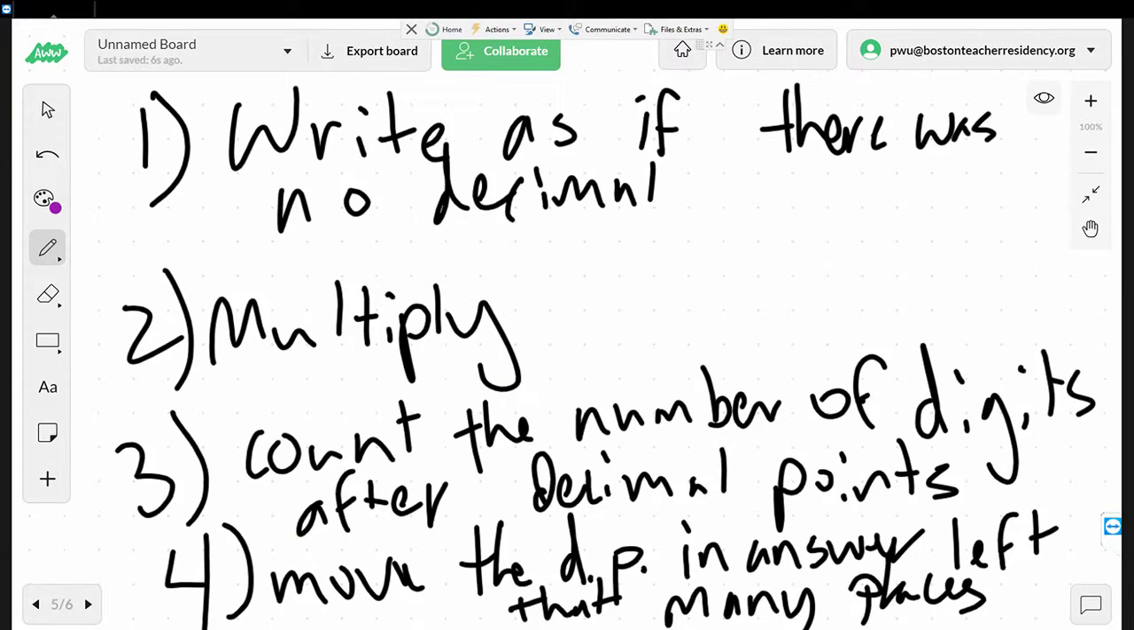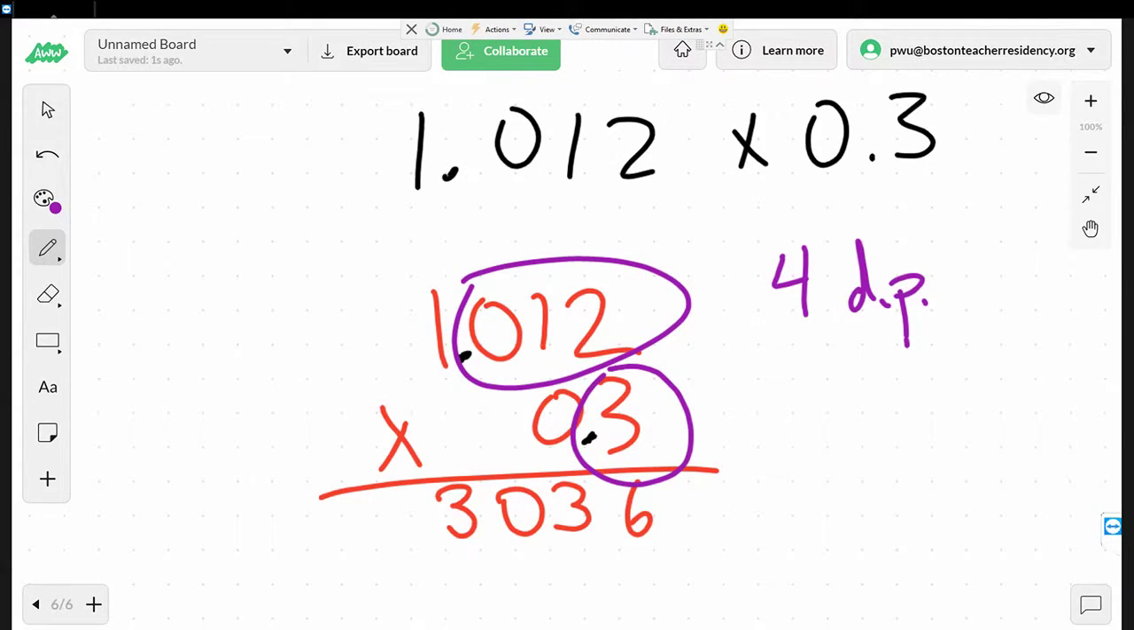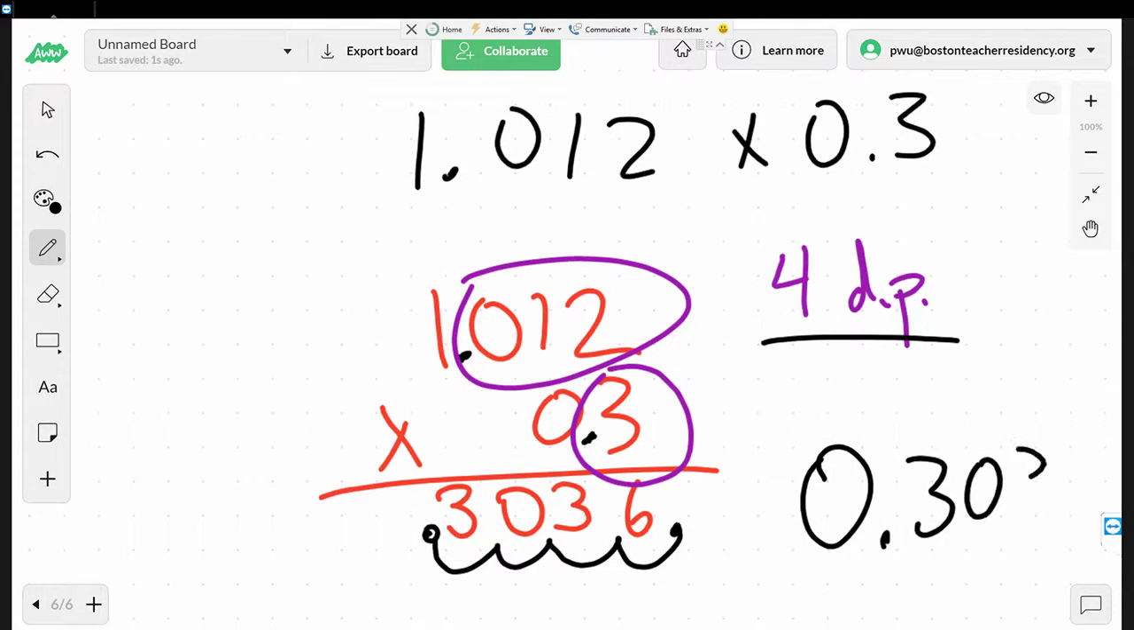And then all you have to do is move the decimal in your final answer. Step 4. So we did step 1, write as if there's no decimal. Step 2, multiply. Step 3, count the number of digits after decimal points. And step 4, move the decimal point in the answer left that many places. So I'm going to take my decimal point. For 3036, this is if the decimal point's at the end. You always start from the right, and you jump 4 places: 1, 2, 3, 4. So our final answer is 0.3036.